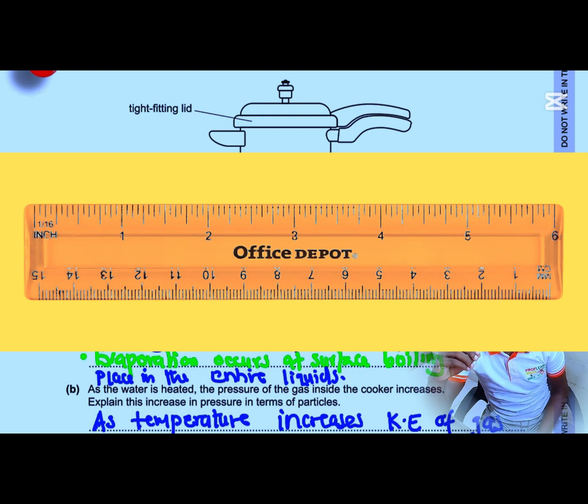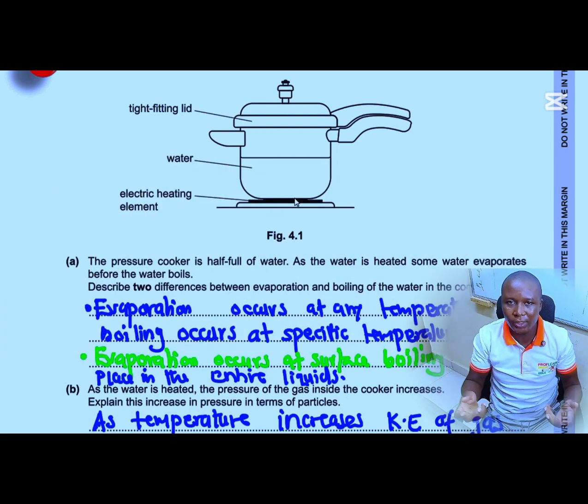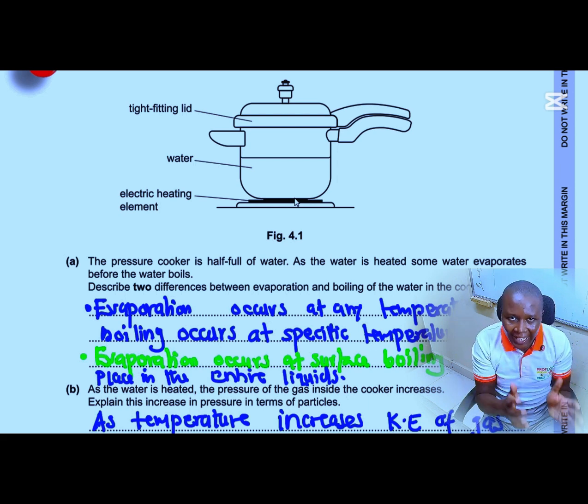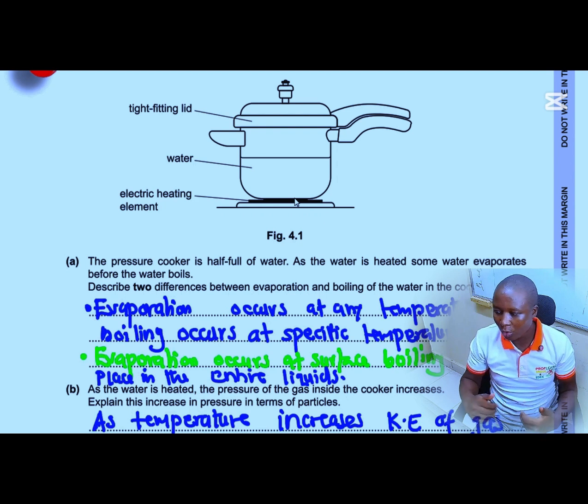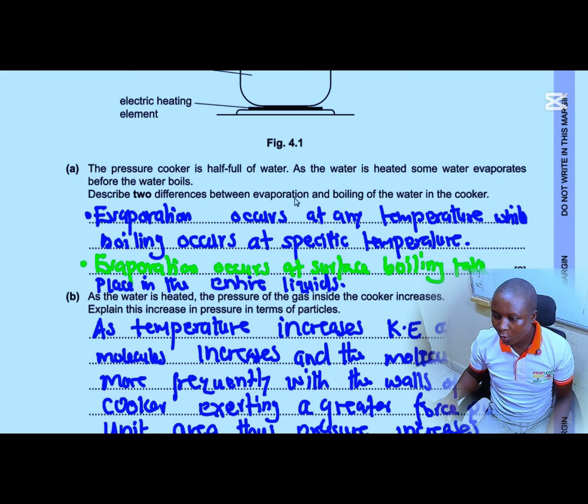because evaporation is a process by which energetic water molecules or liquid molecules escape from the surface. Those molecules which have high kinetic energy escape to the surrounding. In the process, the molecules left behind have less kinetic energy, so they also have less thermal energy. Then explain, as water is heated, the pressure of the gas inside the cooker increases.